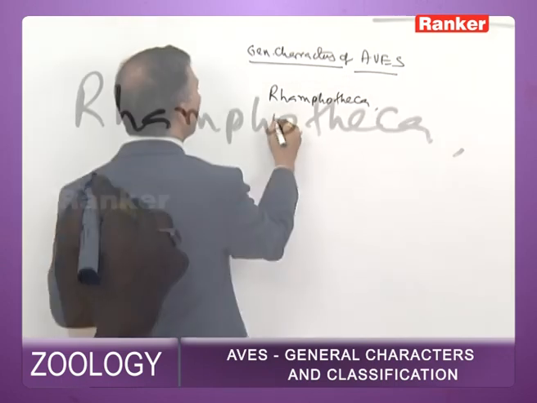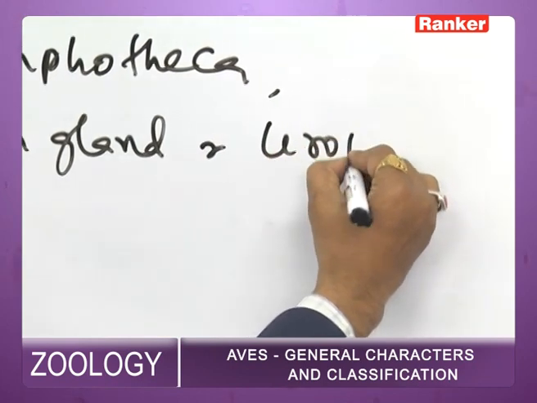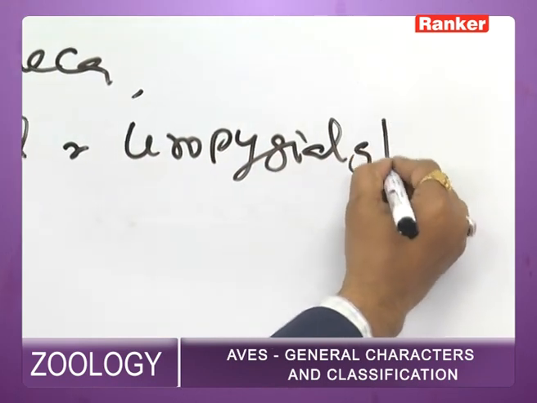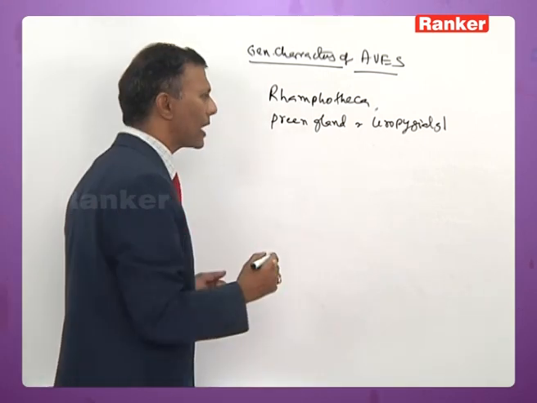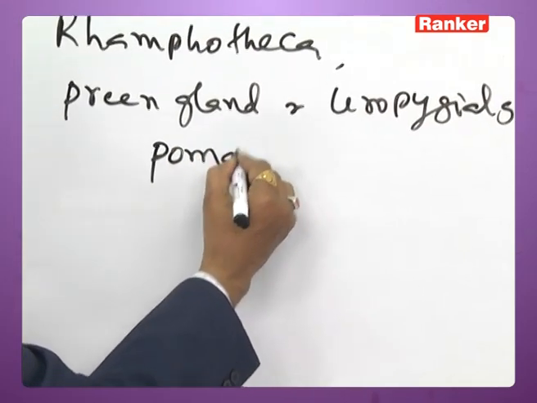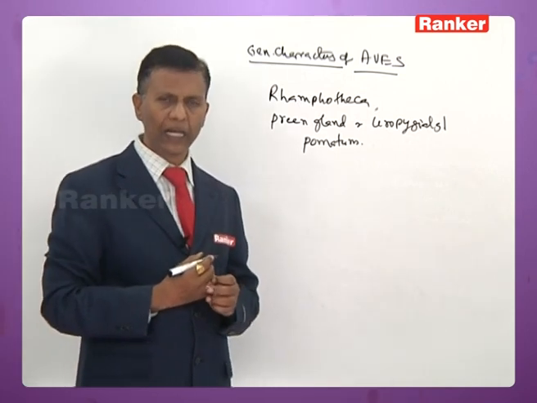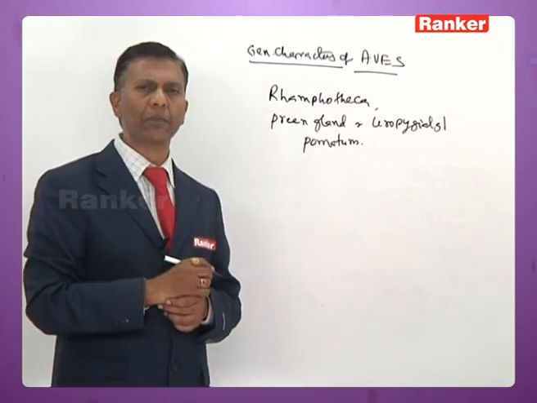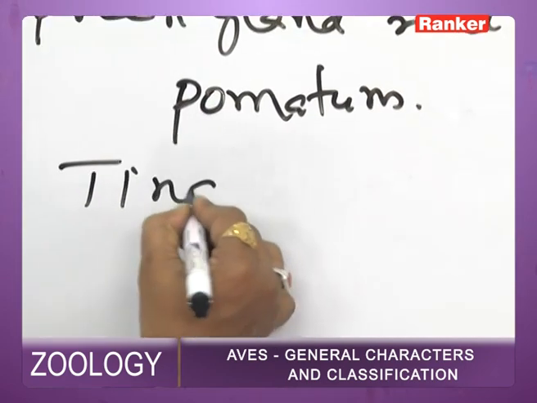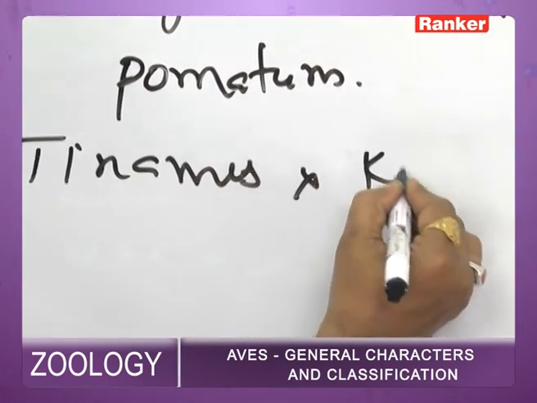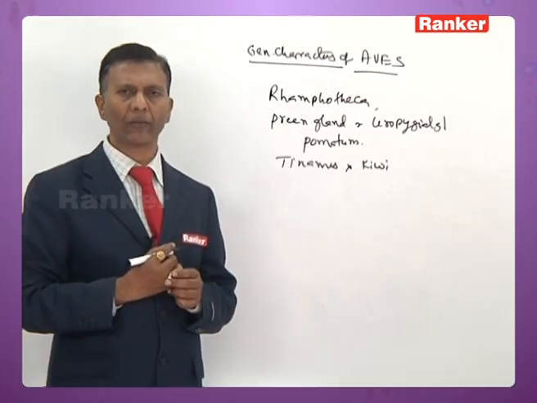The only oil gland present in birds is called the preen gland. It is also called the uropygeal gland, and lies at the base of the tail. It secretes an oily substance called pomatum that helps in preening. The preen gland is present only in flight birds, absent in flightless birds, except Tynamus and kiwi, which are the only flightless birds with a preen gland.